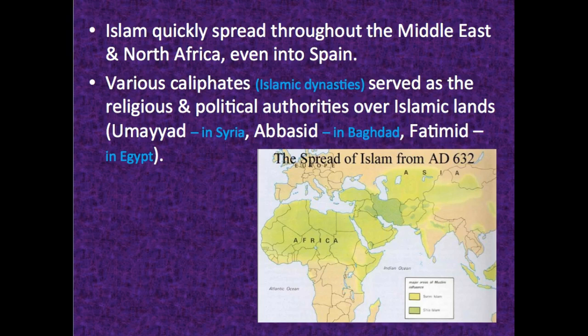So you have various caliphates that serve as the religious political authorities. The Umayyad was in Syria. Their capital, remember, was at Damascus. The Abbasid, their capital was in Baghdad. And then the Fatimid in Egypt.